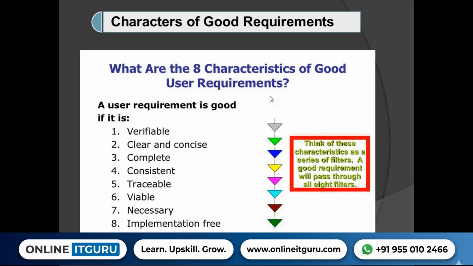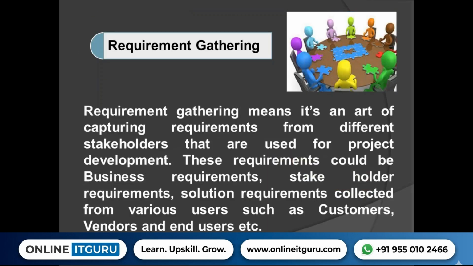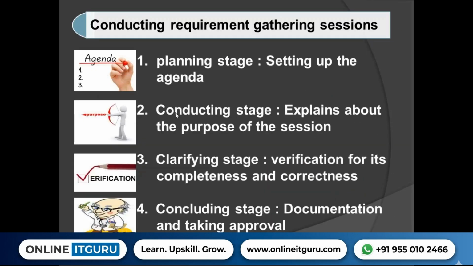Okay. Now, what are the different phases in gathering requirements? So requirement gathering happens in 4 phases. The first one is planning phase, second one is conducting phase, third one is clarifying phase, and fourth one is concluding phase. Stage and phase mean the same. So requirement gathering is going to flow in these 4 stages: planning, conducting, clarifying and concluding. So what happens in each and every stage?